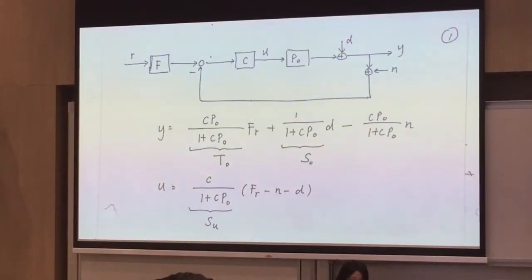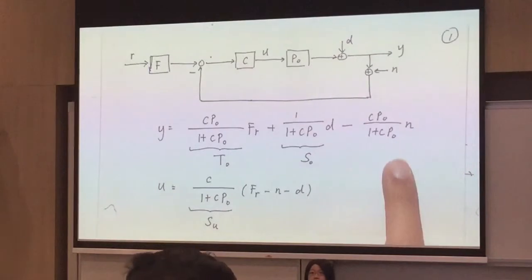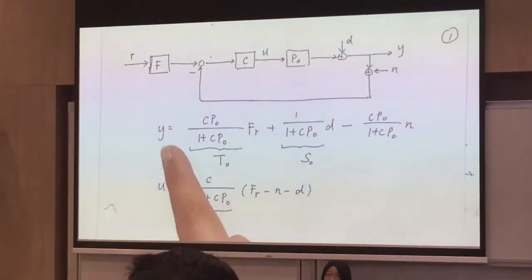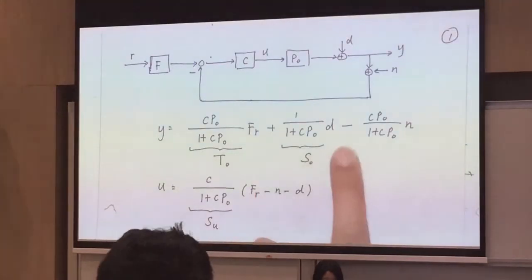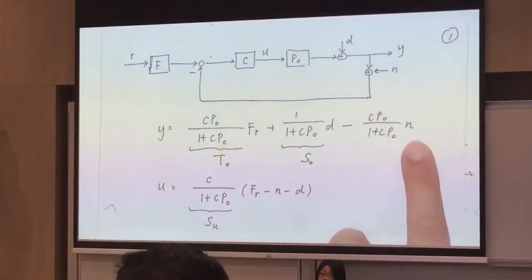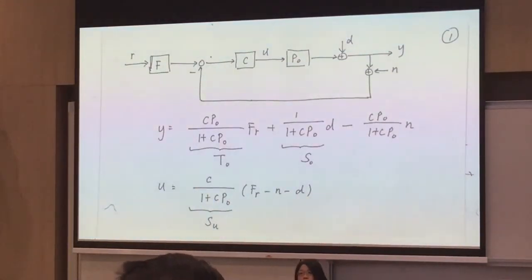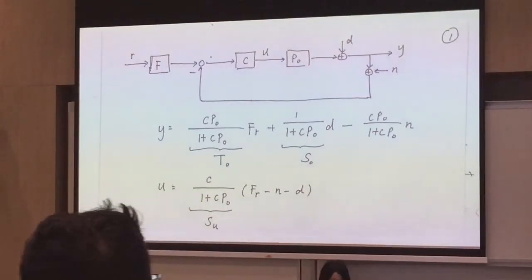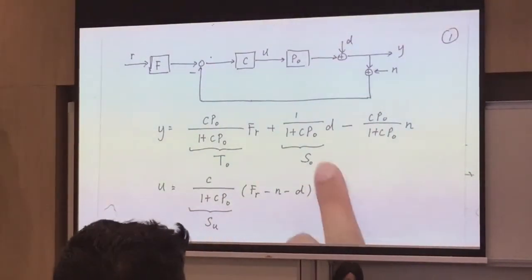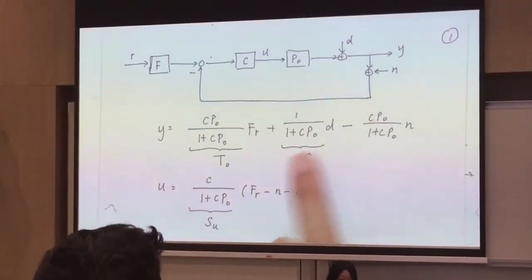And very importantly, you have to be able to write down this relationship between the output Y, the pre-filtered command response FR, disturbance D, and measurement noise N. If you cannot write this down, please redraw the block diagram as I told you last time. Come like this.